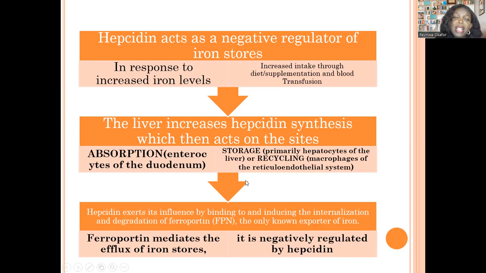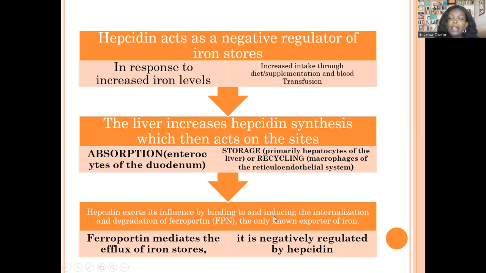That is in response to increased iron level in the system. When there's increased iron level in the system, the liver increases hepcidin synthesis, which acts on absorption sites, blocking the ferroportin channel there. It can also act on storage sites like ferritin found in hepatocytes, stopping them from releasing more iron into the system. It can also act on macrophages in the spleen, stopping them from releasing recycled iron into the system.